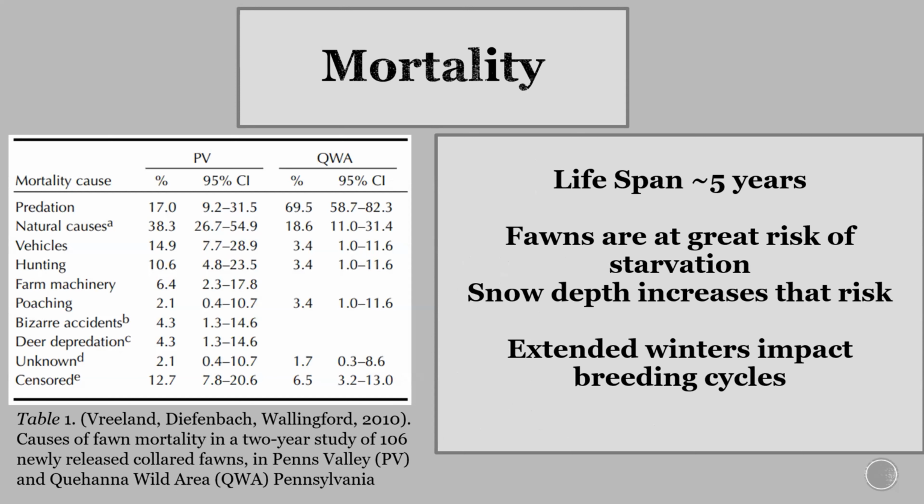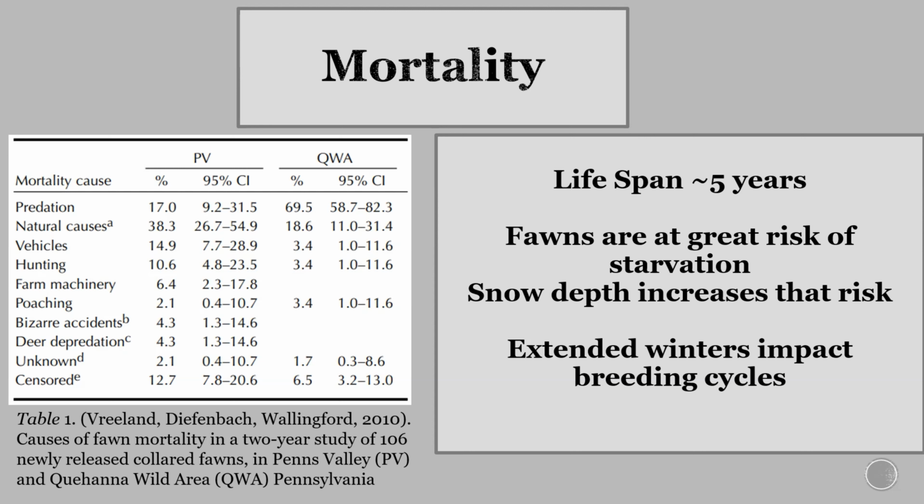So deer generally have a lifespan of about 5 years. Fawn have the lowest survivability rate, and antlered buck come second to that. They usually have a lifespan of about 2 years. And then just like with us, the does tend to last a lot longer, around 5 to 7 years. So fawns are at a great risk of starvation, especially in deep snow.